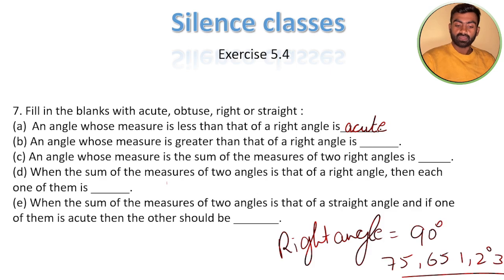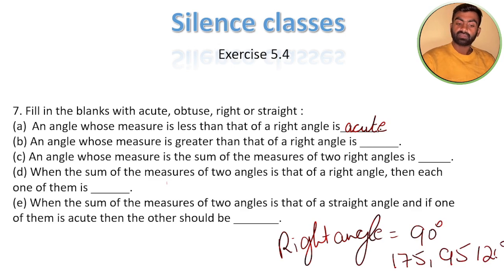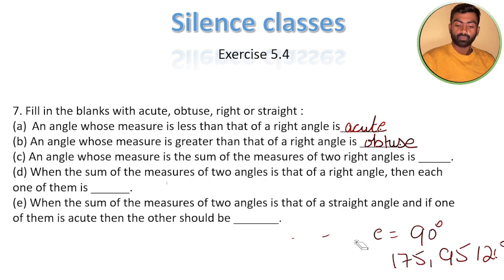Okay, B: the angle whose measure is greater than the right angle. Means now the measure is greater than 90 degrees. Greater than 90 degrees means it can be 175 degrees, 95 degrees, 120 degrees, it can be anything, but it is greater than a right angle. So we know that an angle greater than 90 degrees is known as an obtuse angle.